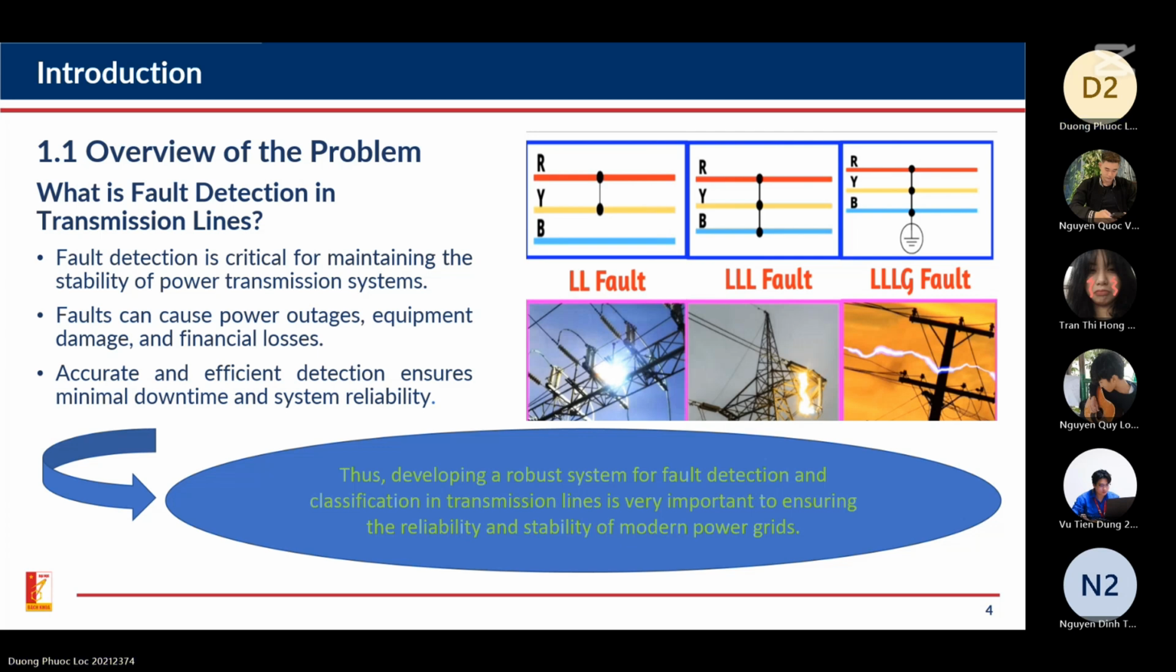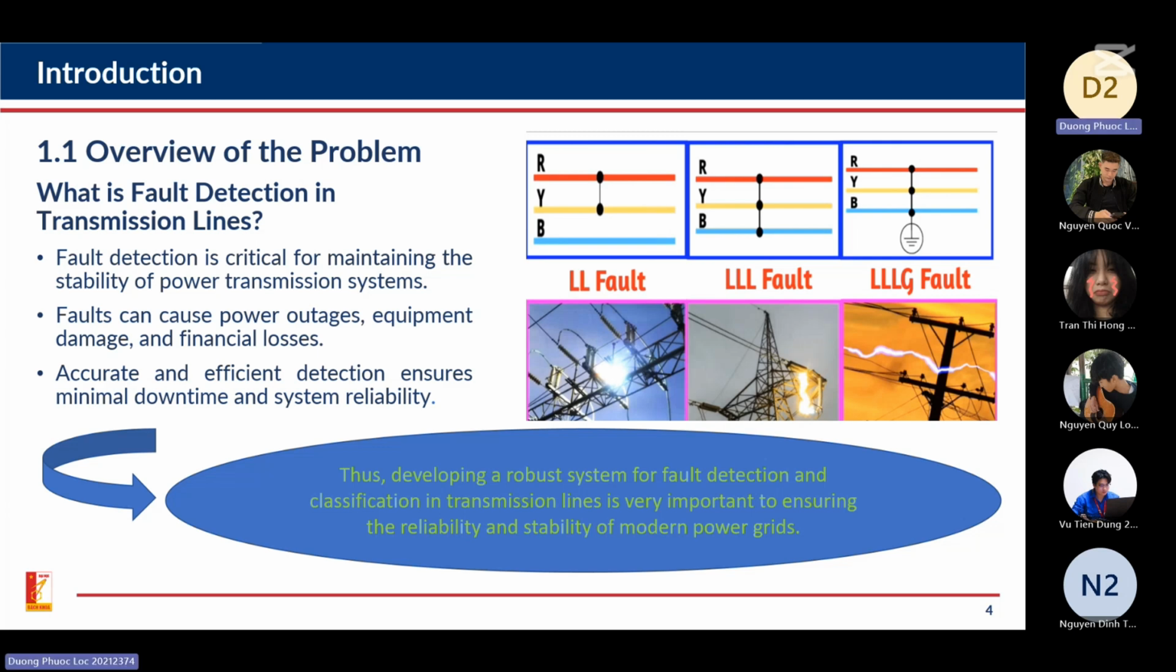And to address these challenges, fault detection systems must be both accurate and efficient. So why? This is because these qualities are vital to minimizing system downtime, ensuring a consistent power supply, and maintaining high reliability in grid operation, especially in the face of growing demand.